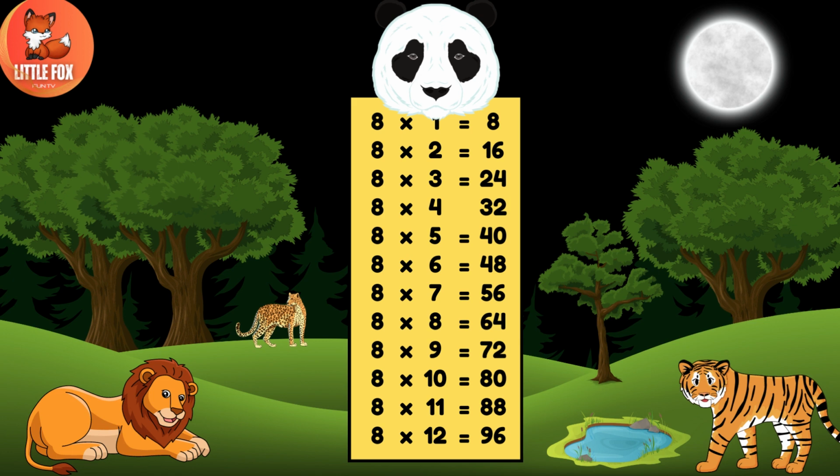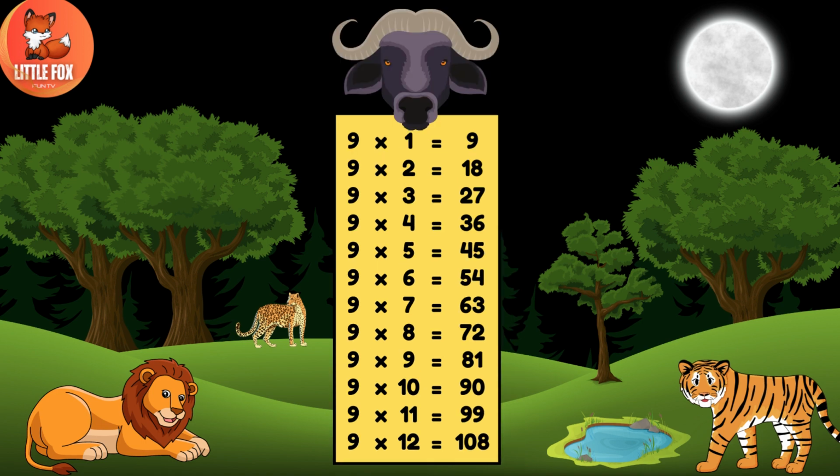8 multiply 9 is equals to 72. 8 multiply 10 is equals to 80. 8 multiply 11 is equals to 88. 8 multiply 12 is equals to 96.